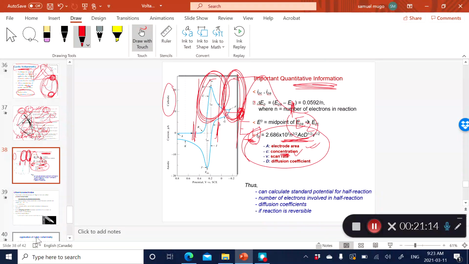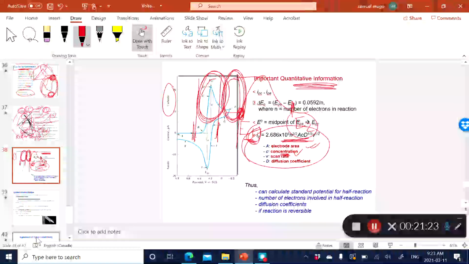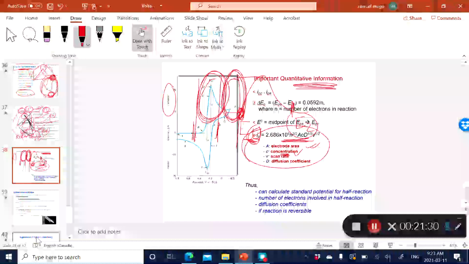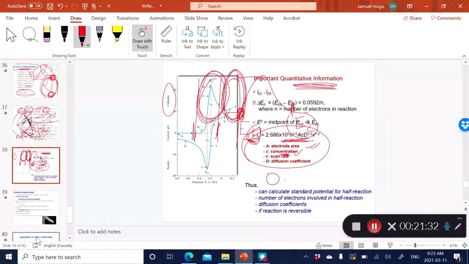Also remember this, and this is important: the current that you get is proportional to the square root of the scan rate. So as the scan rate increases, your current increases as well. That's why you need to fix your scan rate. For example, most of you in the lab are using 0.1 volts per second, and you fix it at that.